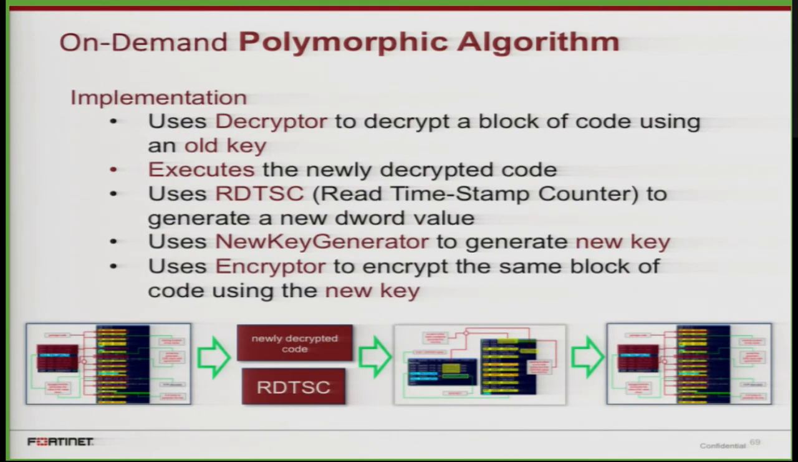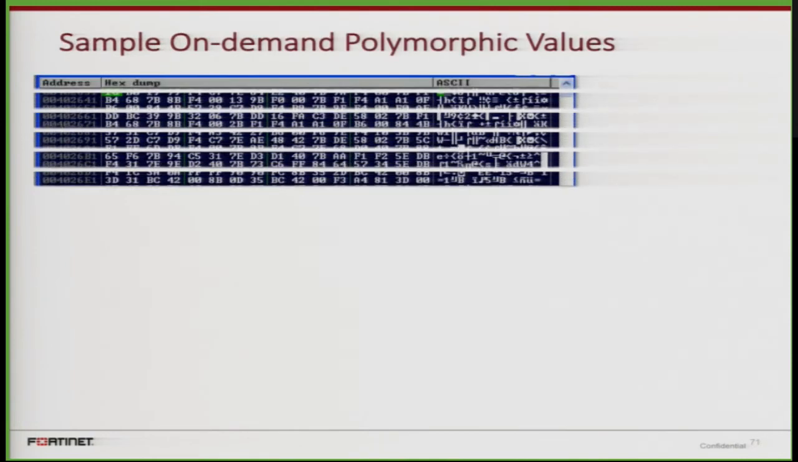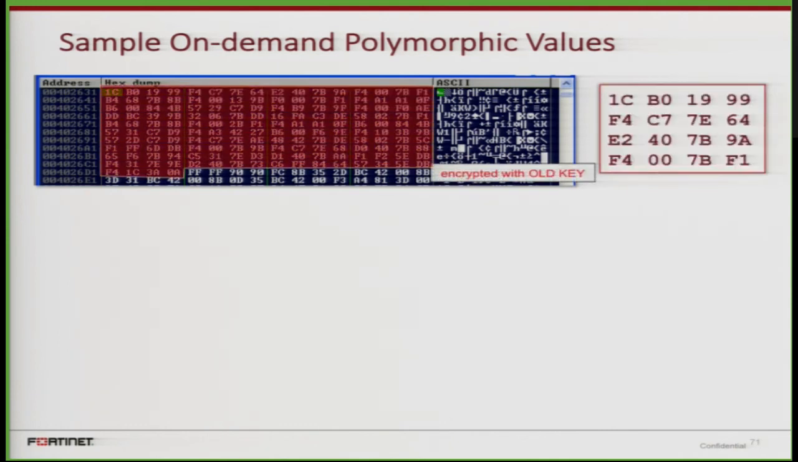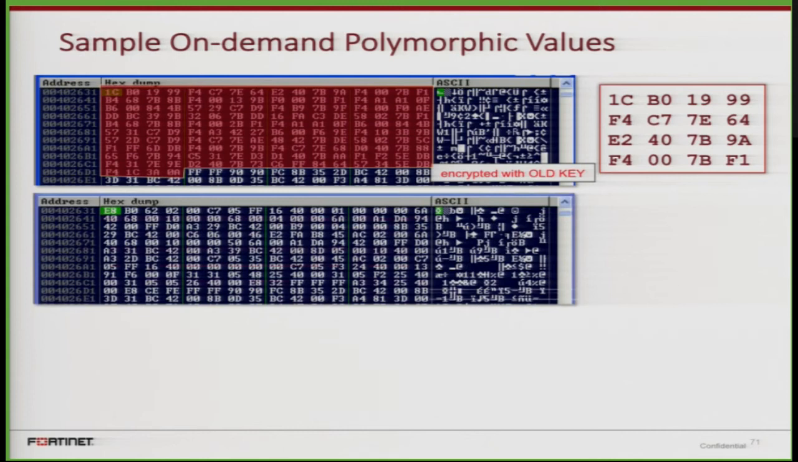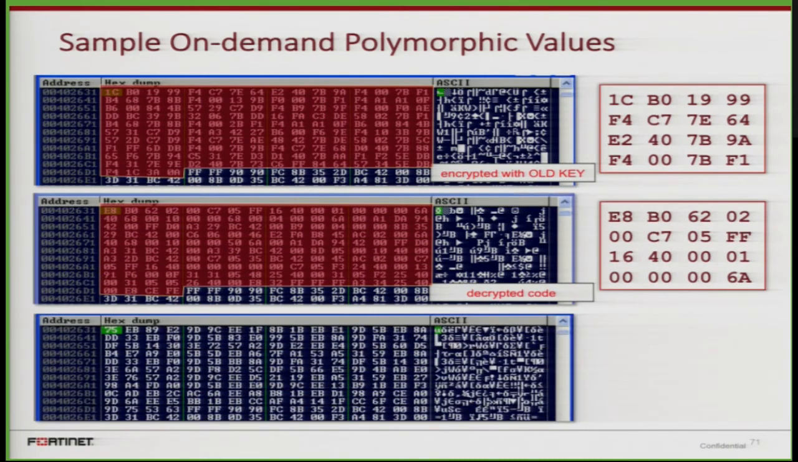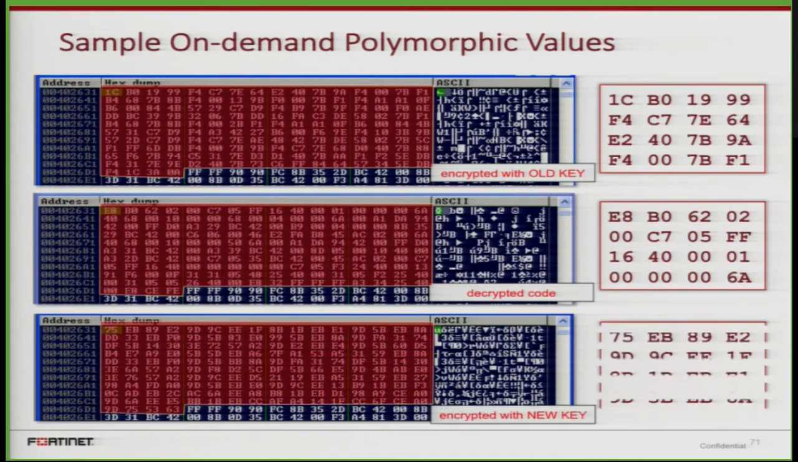And then it just encrypts. So the process is, it decrypts, it runs the code, encrypts it back with another key. It will look something like this. This is your original, or the first encrypted bytes, with the old key. I just get the first 16 bytes here. Once it is decrypted, the malware executes that particular code, and once it is done executing that group of code, it now encrypts it with the new key. Take note that these are the same set of codes, but they are now different bytes because of the on-demand polymorphic.